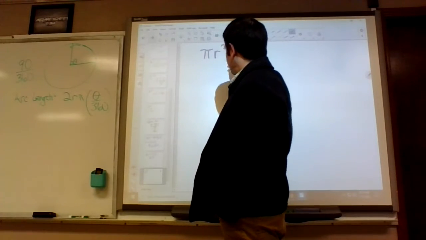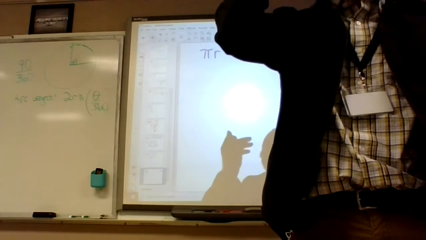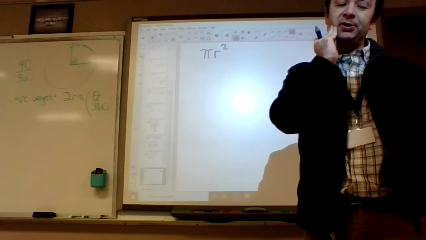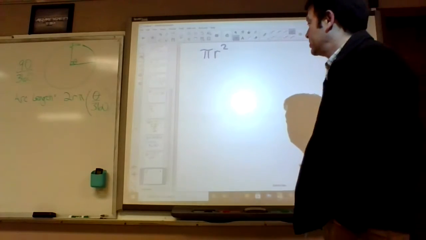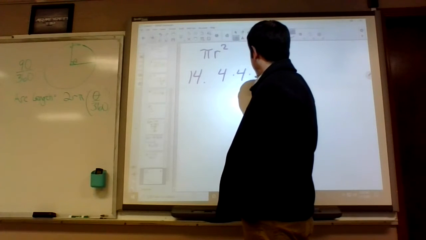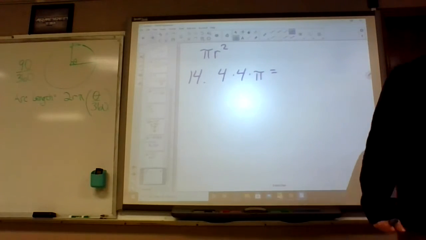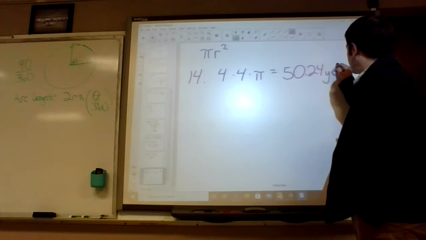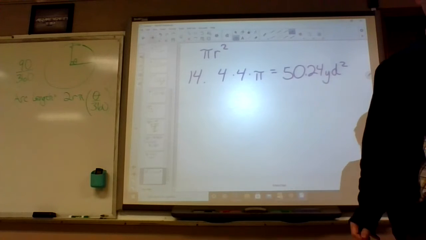Pi r squared. So radius squared times pi. I guess we're switching to the evens. I'll stay on the left hand side. On the directions, it says use pi from your calculator again. So I guess we're getting a decimal again. So it's 4 times 4 times the pi button. Go ahead and plug it in this time. 50.24. Yards squared. So I did put yards squared this time because we are doing areas now.